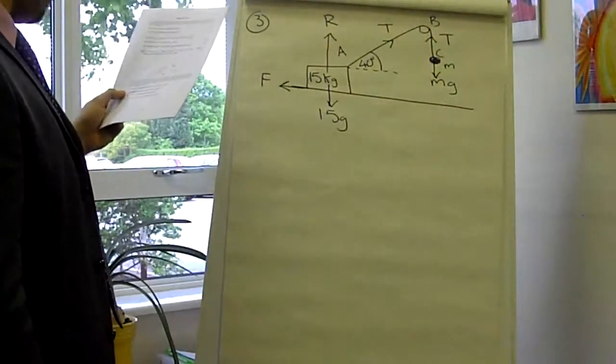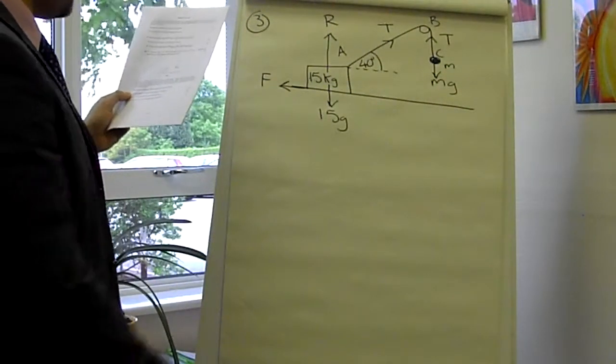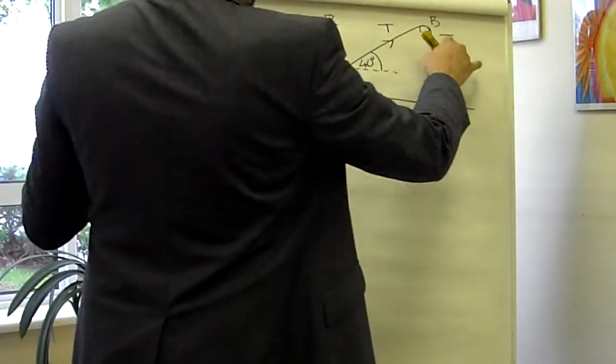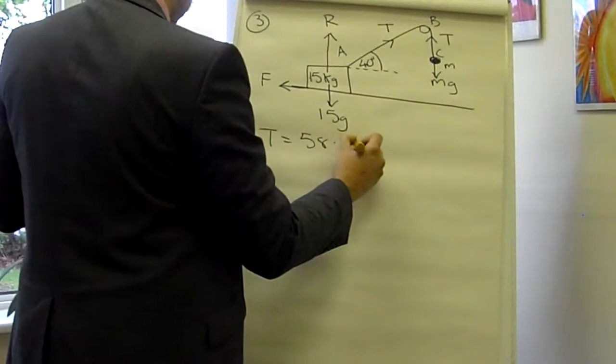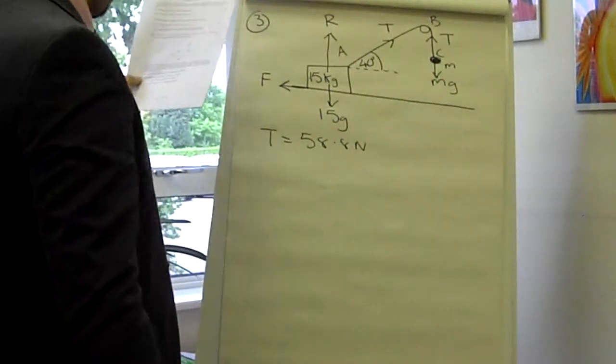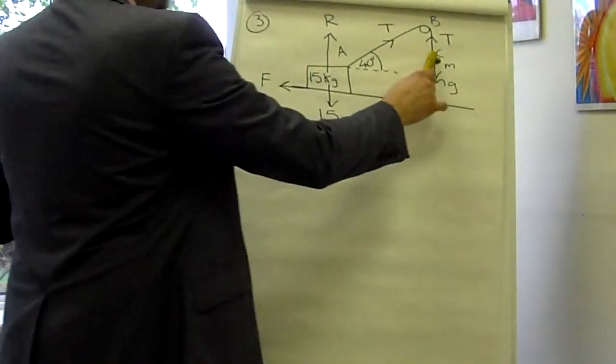Alright, the system is in equilibrium, and the tension in the string is 58.8 newtons. So we've got that T equals 58.8 newtons. The sphere has mass m, calculate m.